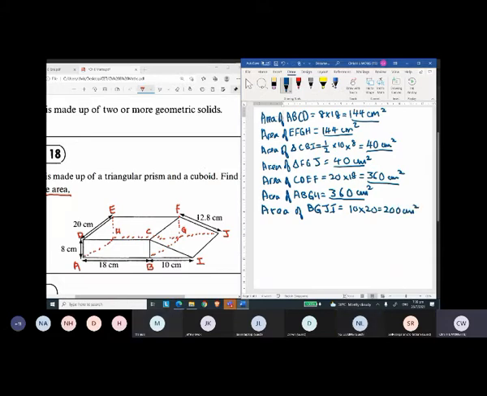Now the top is different because it's slanting, so they are different. The next one is area of CFJI. 20 times 12.8. Take out the calculator. The answer is 256 cm square. Okay, confirm.